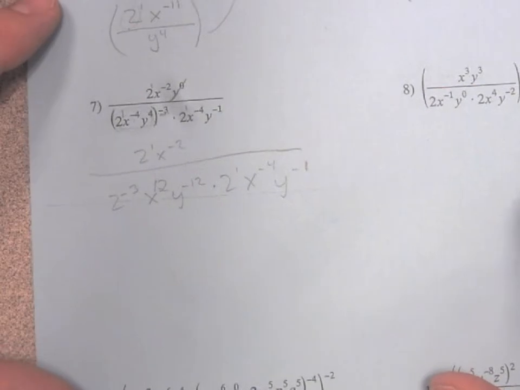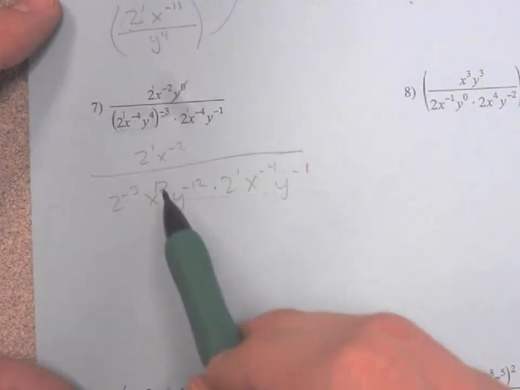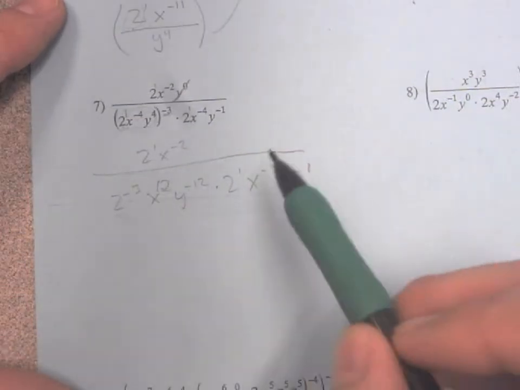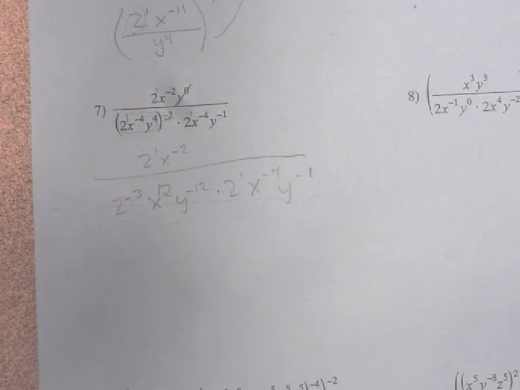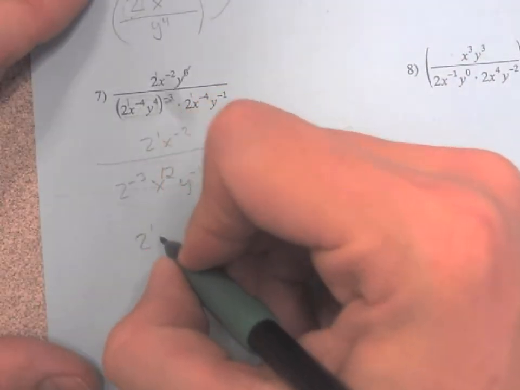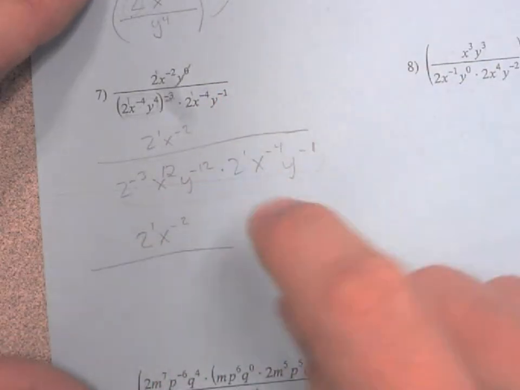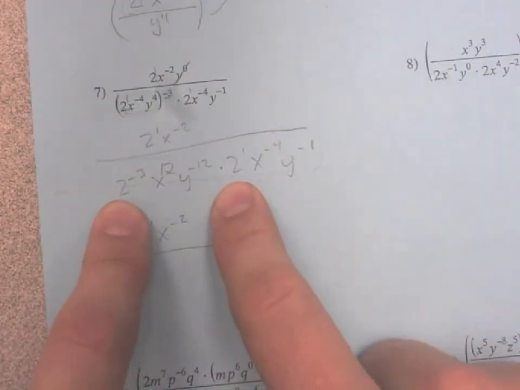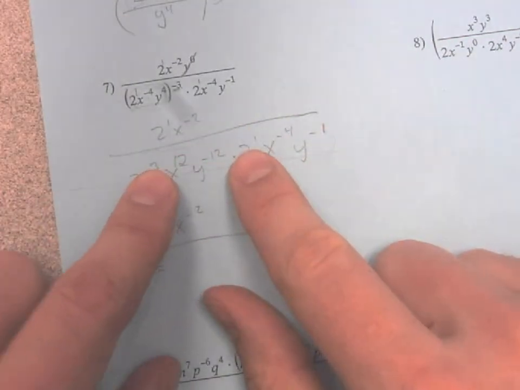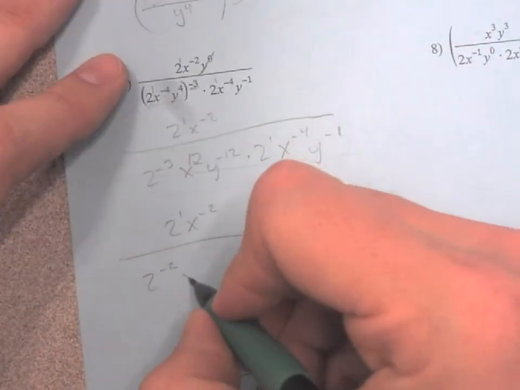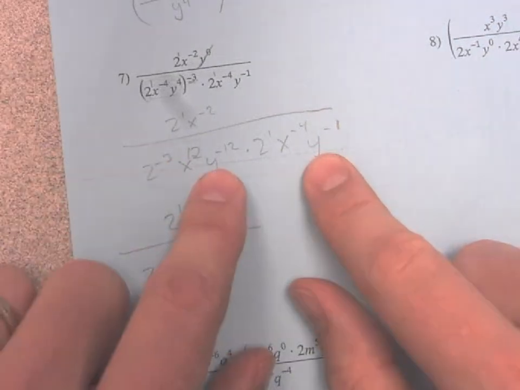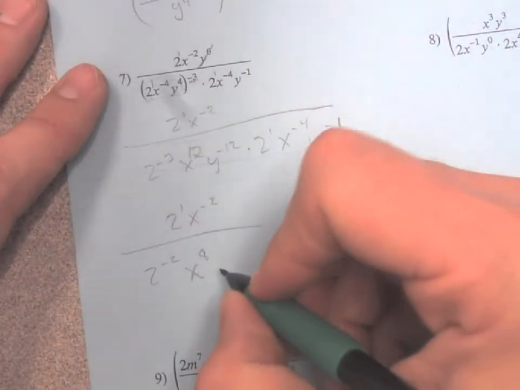All right, so from here, we need to simplify everything. Now we could do the quotient rule first or the product rule first. My preference is to always get the numerators and denominators set and then do the quotient property. So I'm going to simplify the denominator. On the top, I still have 2 to the 1, x to the negative 2. On the bottom, I got 2's and 2's, so I'm going to add the exponents there. That'll be 2 to the negative 2. I have x's and x's, so we're just adding the exponents here. That's going to give me x to the 8th. Okay, y's and y's, that's going to give me y to the negative 13.